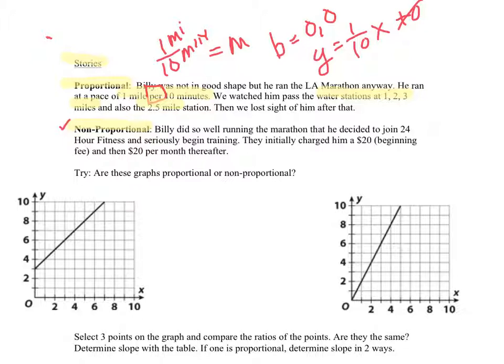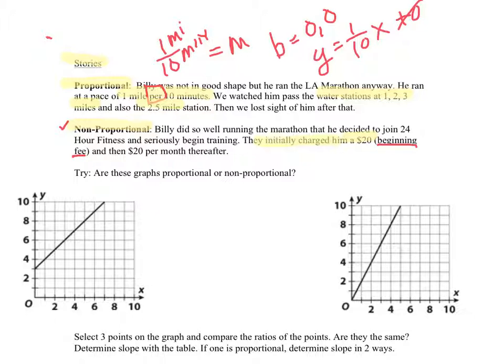The non-proportional graph. Billy did so well running the marathon, he decided to join 24-Hour Fitness and seriously begin training. They initially charged him $20. Initial charge, and we have to stop and look at that. This story is about charges or money, and so the money began to cost at $20, not at 0.